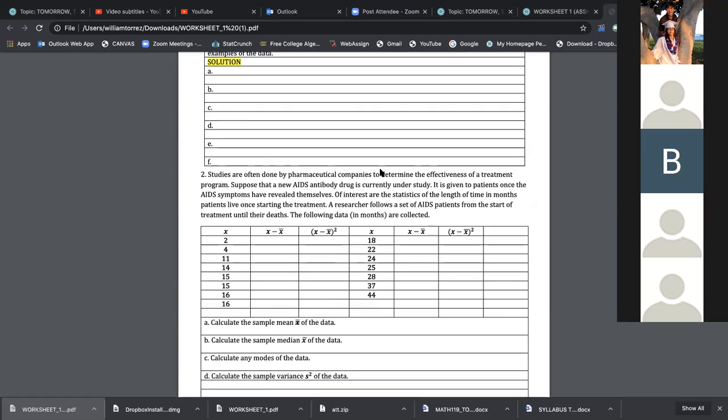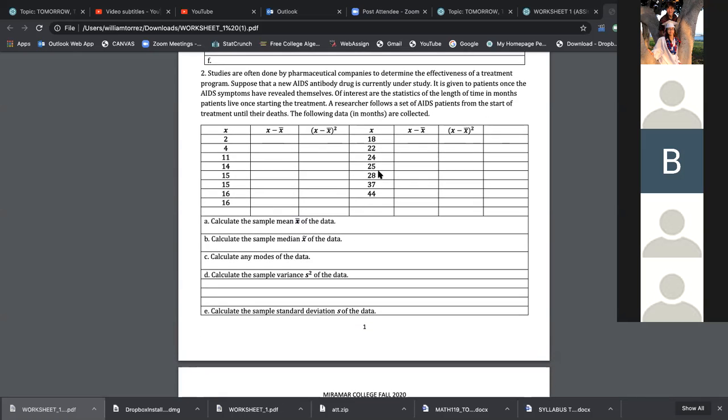Okay, now let's look at number 2 here, and let me read the problem for you. Studies are often done by pharmaceutical companies to determine the effectiveness of a treatment program. Suppose that a new AIDS antibody drug is currently under study. It is given to patients once the AIDS symptoms have revealed themselves. Of interest are the statistics of the length of time in months patients live once starting the treatment.